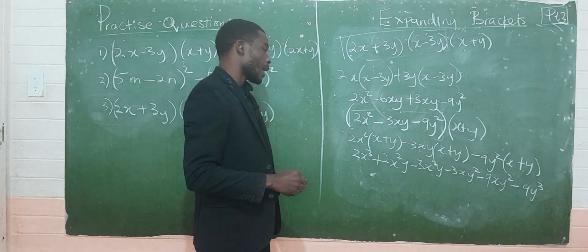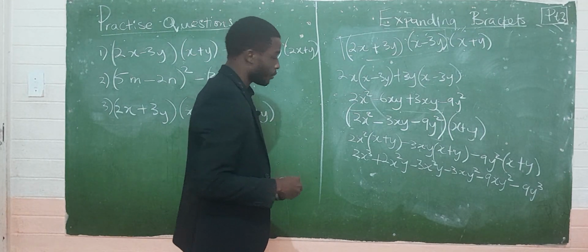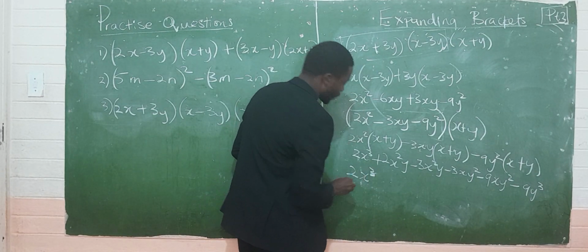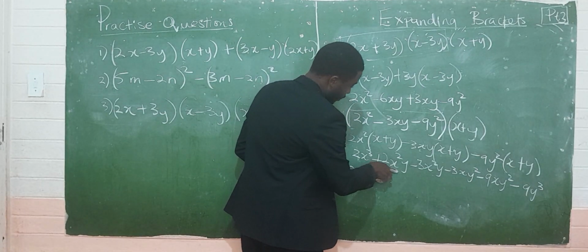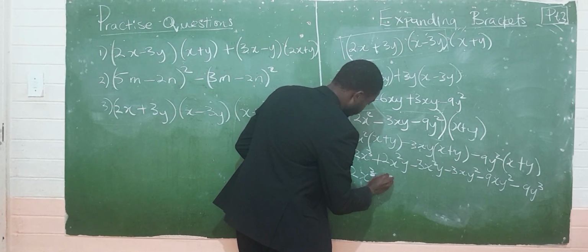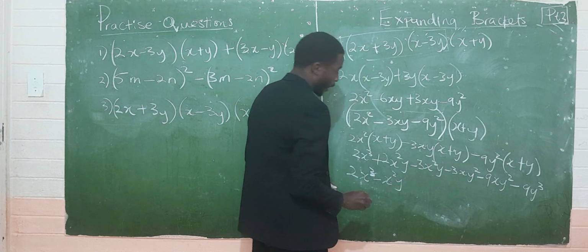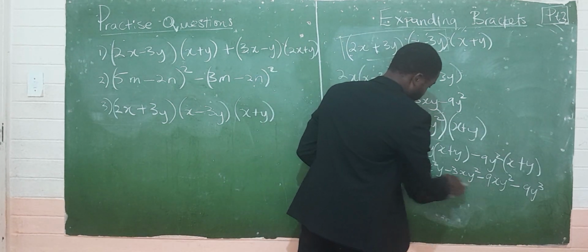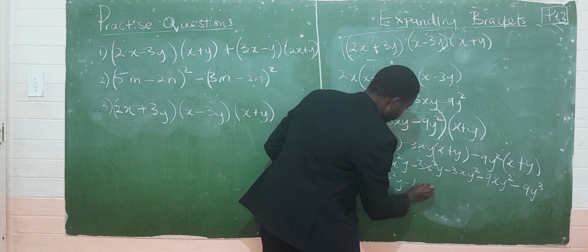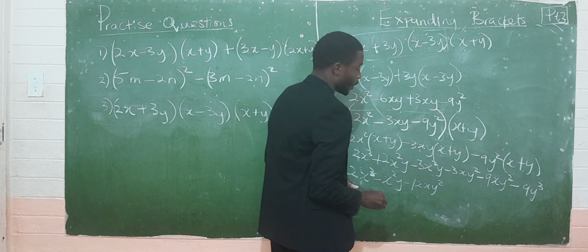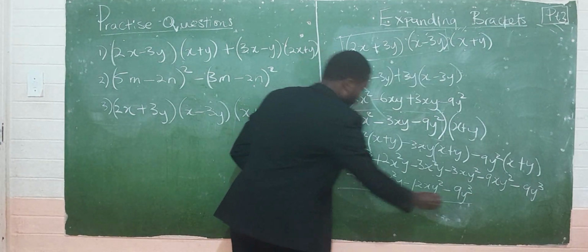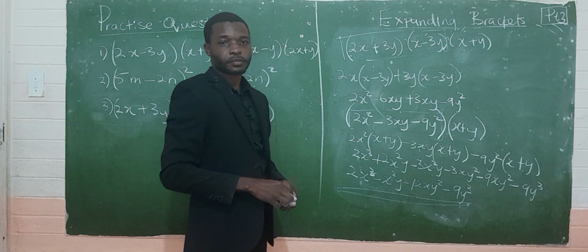Now I see terms that I like. We just go ahead and clean them up. This term has no term like it, so I'll just bring it down as is. But I see this and this, they are the same, so I'll remain with negative x squared y. And of course, these, they are related. I'll remain with negative 12xy squared. And lastly, negative 9y cubed. There's no term like it.